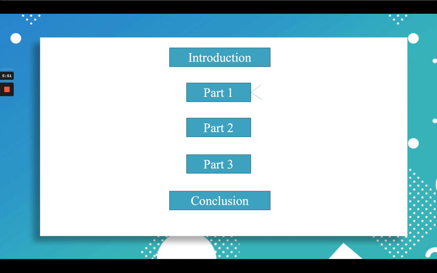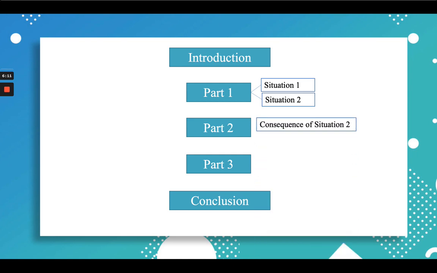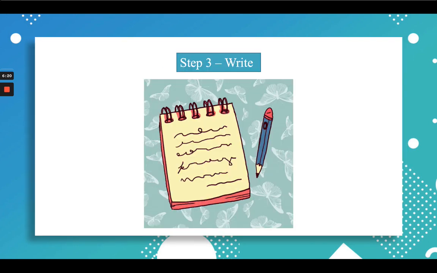I will post a video later on the mark scheme, and you will see that you're actually given marks for organization. And this is so easy, so you don't want to lose those marks. So we'll have our introduction, and then in part 1, we'll speak about situation 1 and situation 2. Then the consequences of situation 2, the technique, and the conclusion, right? Easy. Right, so once we know how we're going to do this, we write. That is step 3, write.